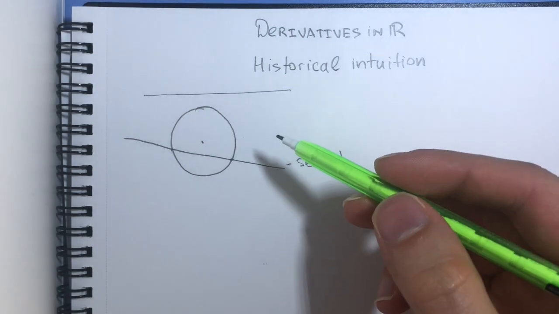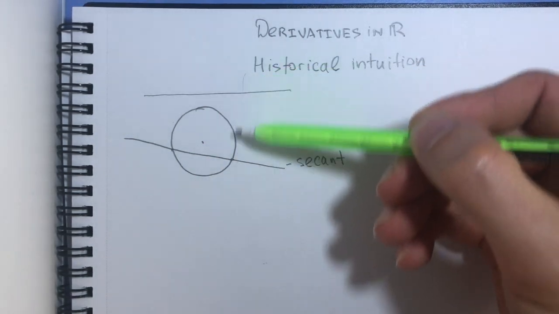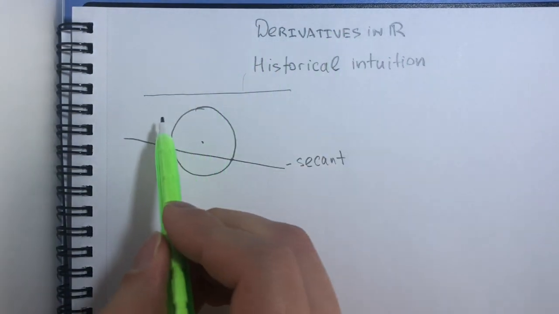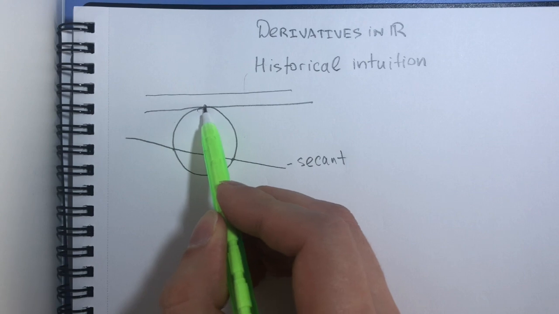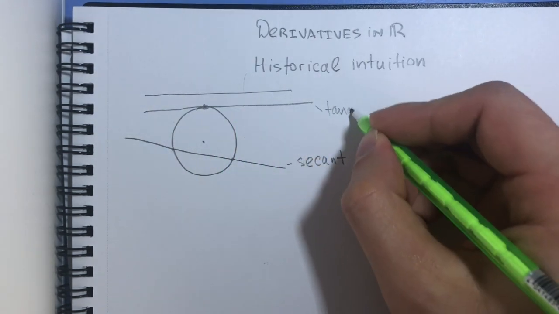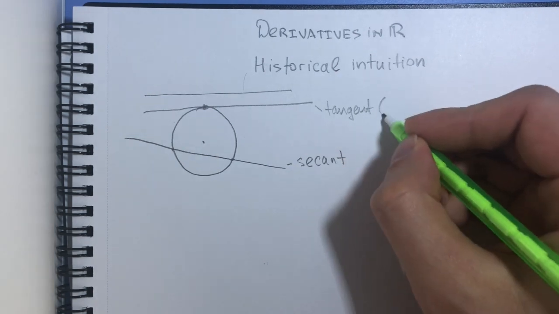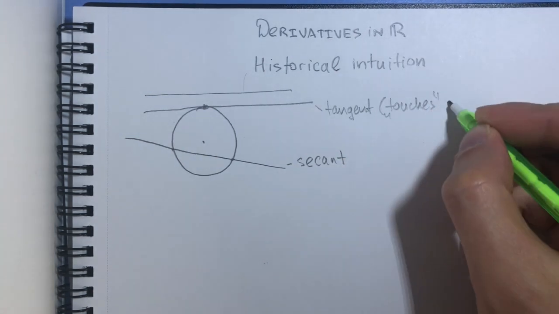But of course, it's very intuitive to realize that there is a case in between these two when a given line just touches a circle. And this is called a tangent. Just touches a circle.